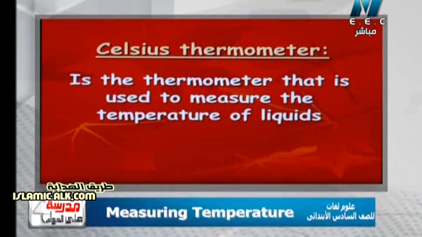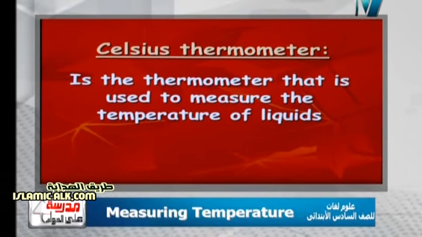I want to make a definition for the Celsius thermometer. How do I make a definition? We said we love the creative student who makes a definition from his own head. The thermometer measures the temperature of the atmosphere or liquids. So I can say that it's a thermometer which is used to measure the temperature of liquids and atmosphere. So now let's see this definition. It is the thermometer which is used to measure the temperature of liquids, and I can also add atmosphere.